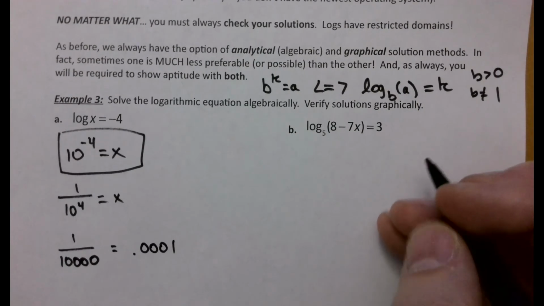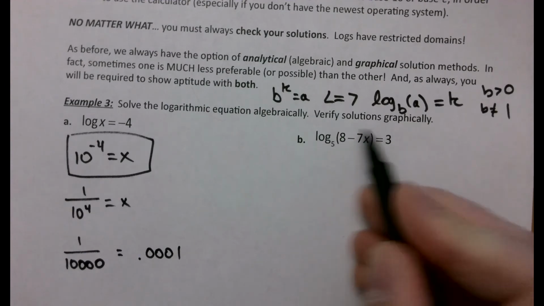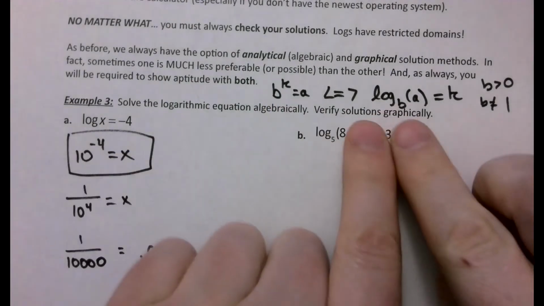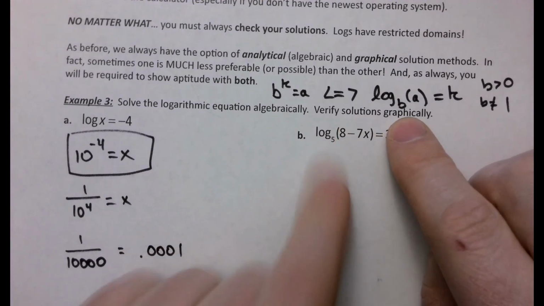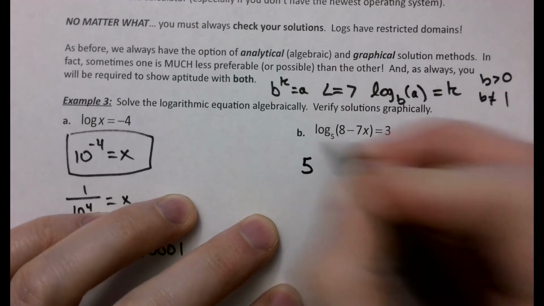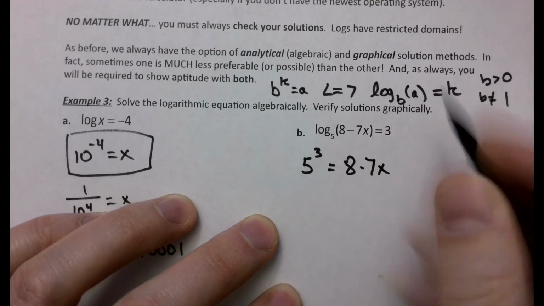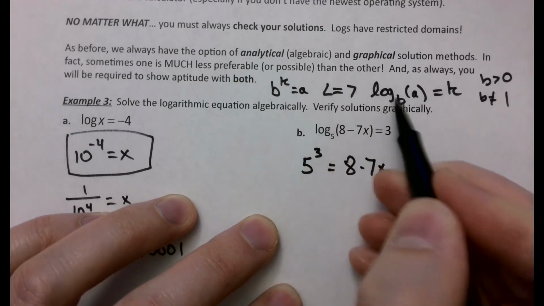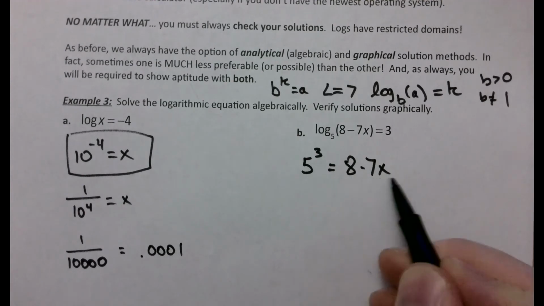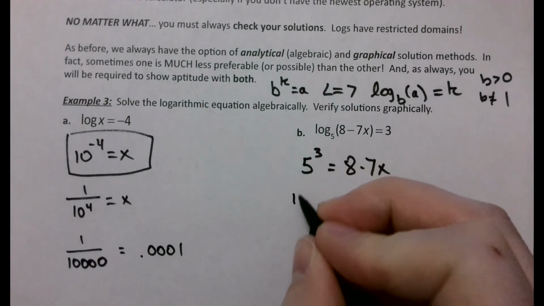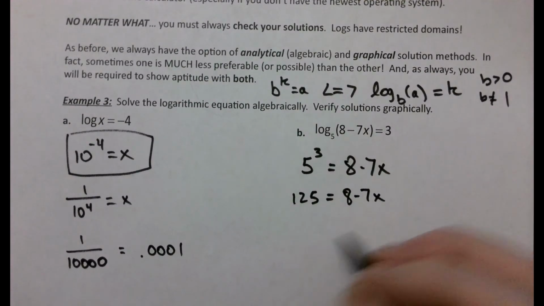All right, we're going to apply the same solution method to this logarithm as we did here, because we have a logarithm of something equal to 3. Note its base is 5. So we're going to say 5 to the 3rd power equals what's within the logarithm, 8 minus 7x. That's simply applying our definition of a logarithm. Now from here, this is easy peasy solving, right? This is just a linear equation. Note that 5 to the 3rd is really 125. And then we're going to subtract 8, divide by 7, and away we go.